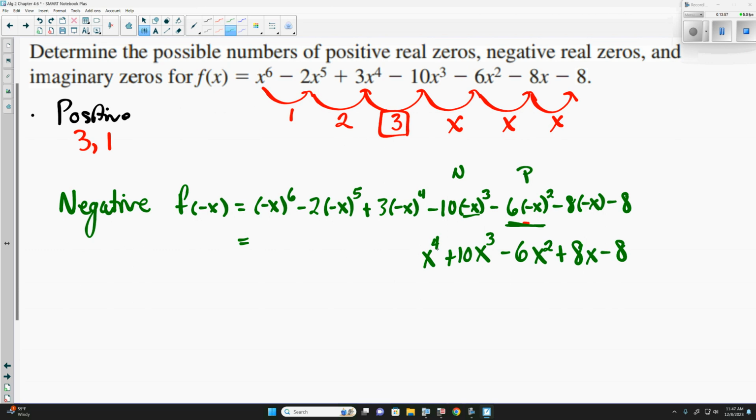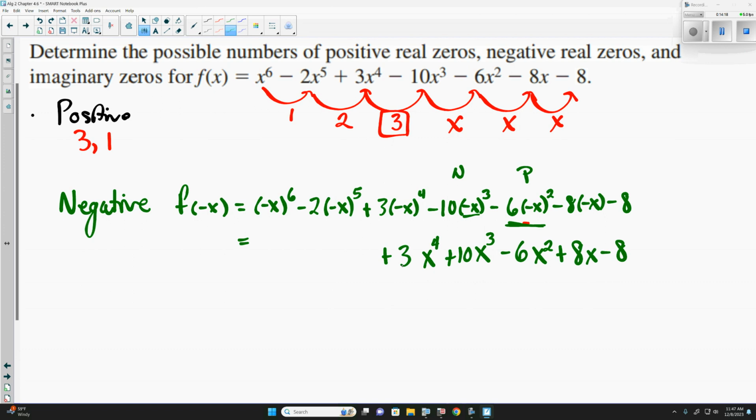And really what I'm getting at is the fact that if the degree is even, if the exponent is even, 2, 4, 6, 8, 10, the sign, whatever's in front of it, stays the same. If the degree is odd, the sign changes. So for our negative x to the 4th, it's just going to stay plus 3x to the 4th.